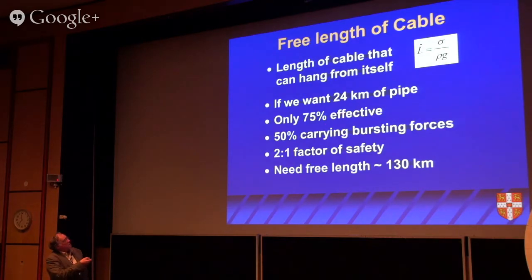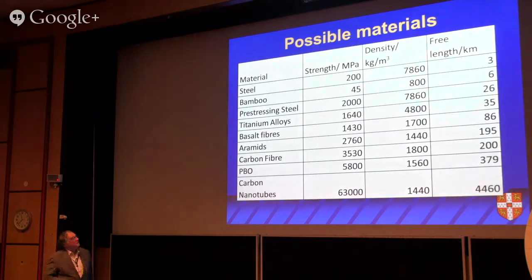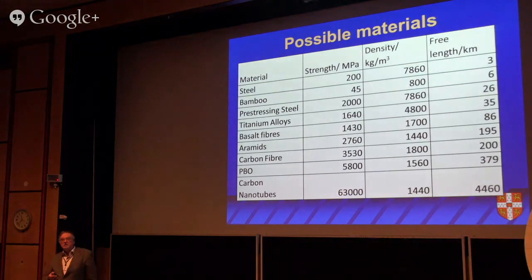You end up, if you want something that's 20-odd kilometers tall, not all of it's going to be effective, and you want some of it to carry bursting. You quite like a safety factor. So you're looking at materials which have a free length of 130 kilometers or thereabouts. And this is governed by this ratio between the strength and the density of the material. And here are some possible materials, just a range of things.